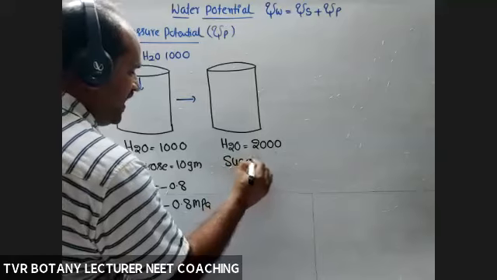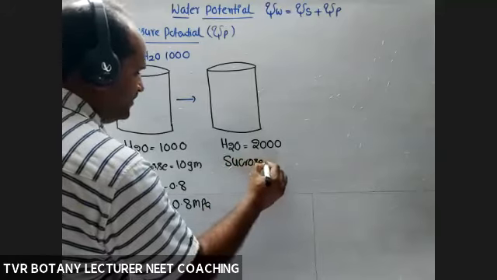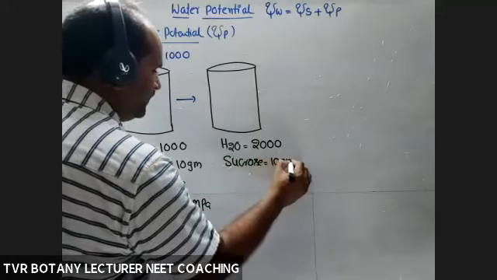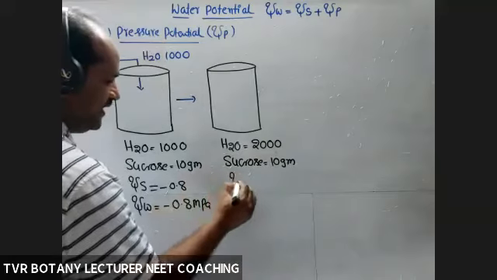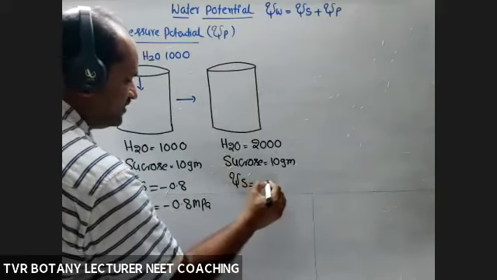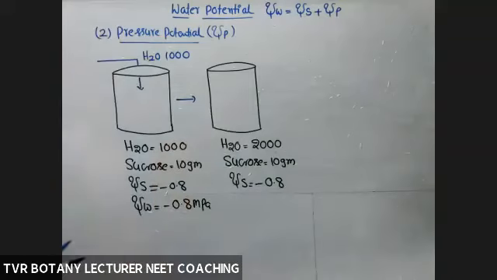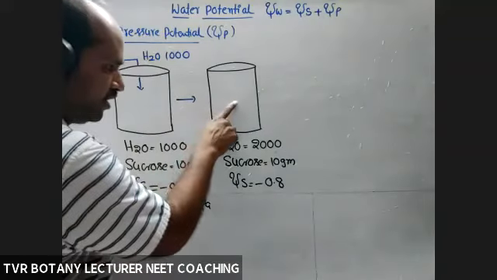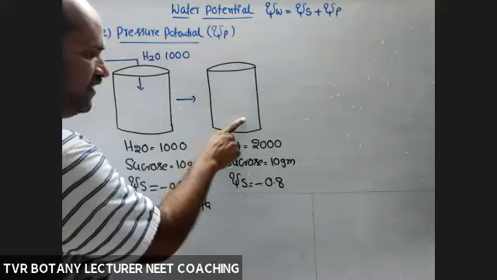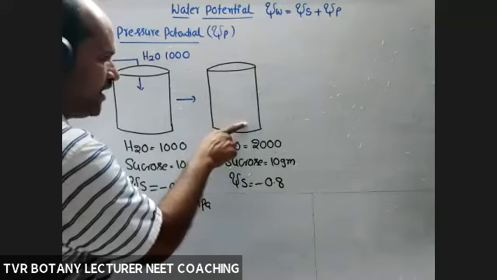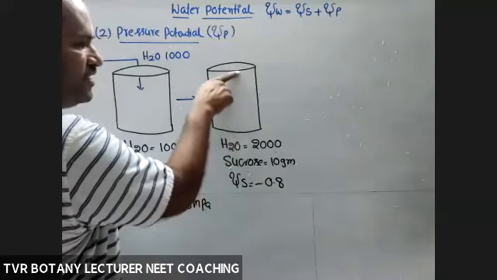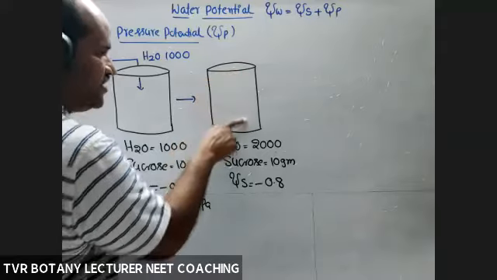Sucrose is as it is. There is no change in sucrose, 10 grams only. The psi S value is as it is, minus 0.8. So here, what about the number of water molecules? Increased. The number of free water molecules increased. What about the level of sucrose solution? Increased. So is pressure created or not?